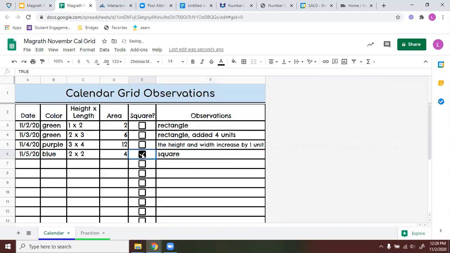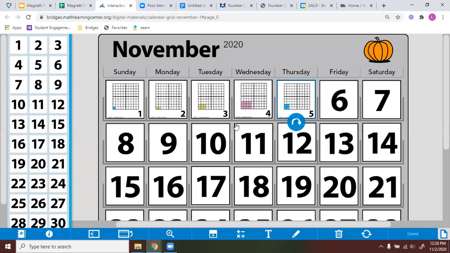I'm going to click that little box. It is a square. It is 2 by 2. So each side length here is the same, so I know it's a square for sure. I predict tomorrow won't be a square, that it will go back to a rectangle of some sort. We're going to go ahead and do our fraction spinner for today.